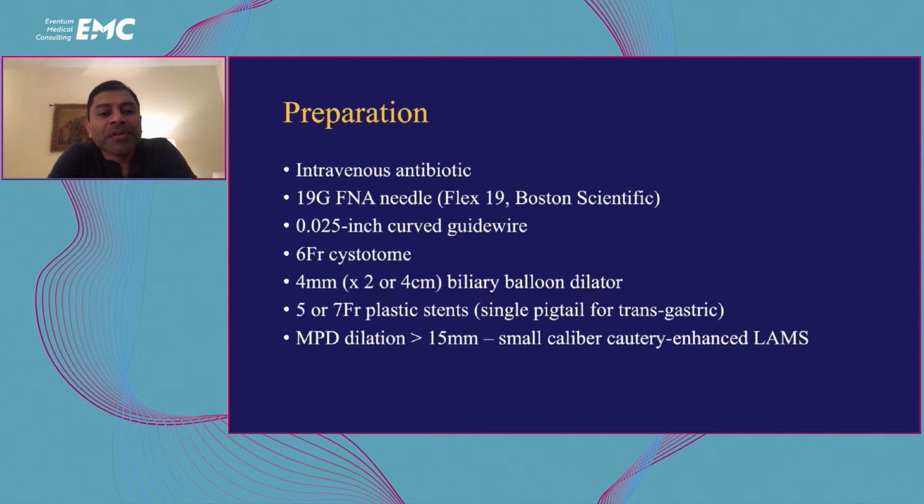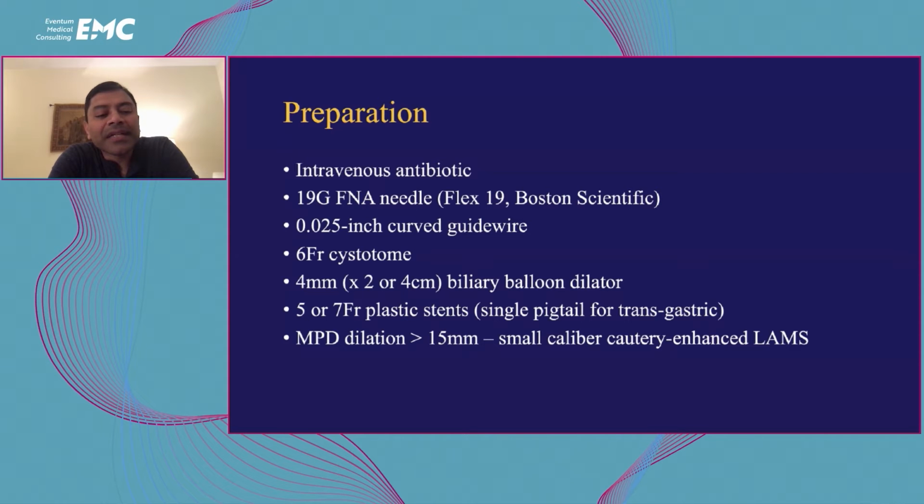When preparing these patients, it's important to administer intravenous antibiotics. A 19-gauge needle is critical. Usually we use the Flex 19 just because that needle is more manipulative than other needles. We prefer the use of a 0.025-inch guide wire in which the angle is curved. You need a 6 French cystotome as a cautery. You want to use biliary balloon dilators, preferably a 4-millimeter balloon that's either 2 or 4 centimeters in length. And then you use plastic stents, either 5 French or 7 French single pigtail stents, particularly for transgastric drainage.